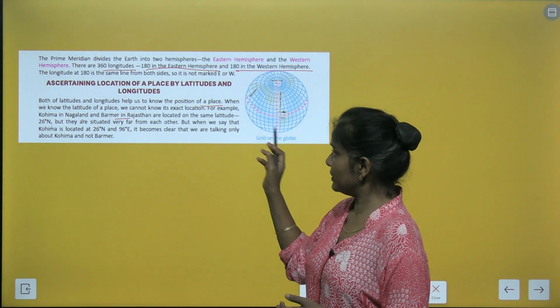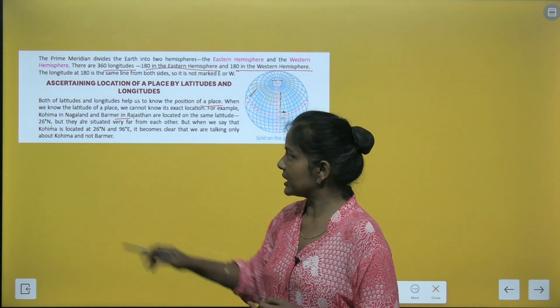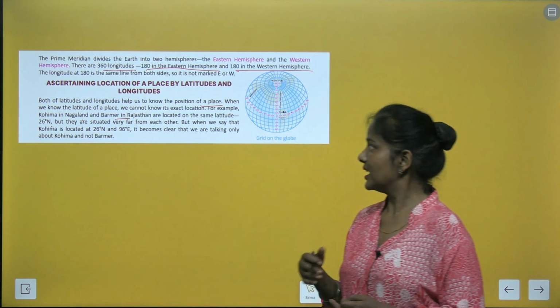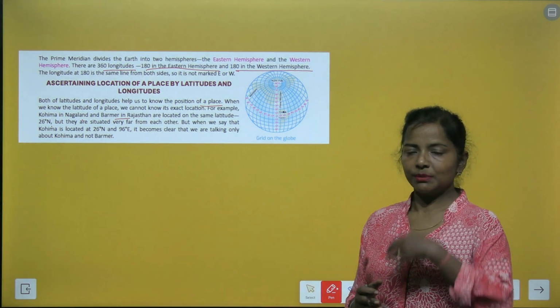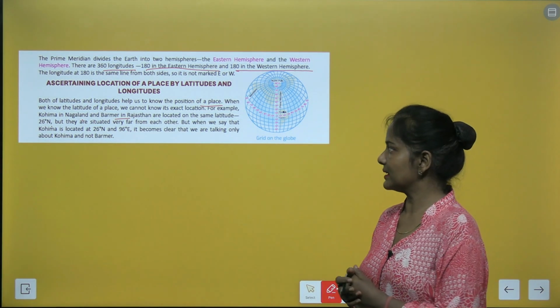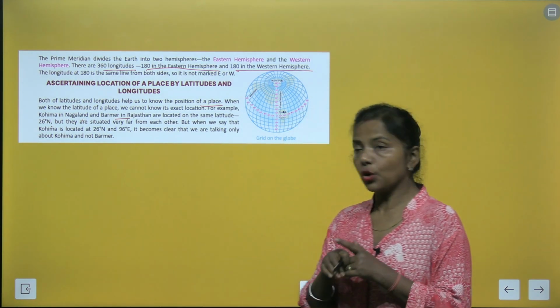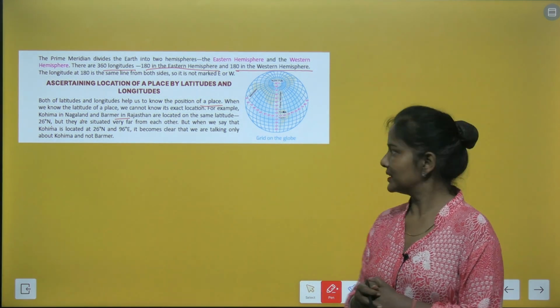But when we say that Kohima is located at 26 degree north and 96 degree east, it becomes clear. जब हम north east दोनों direction का पता लगाते हैं तब ये clear होता है that we are talking only about Kohima, not Barmer. Fine, children?